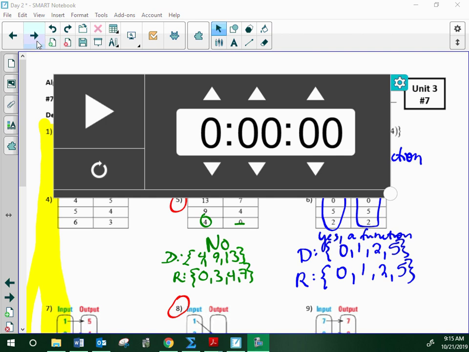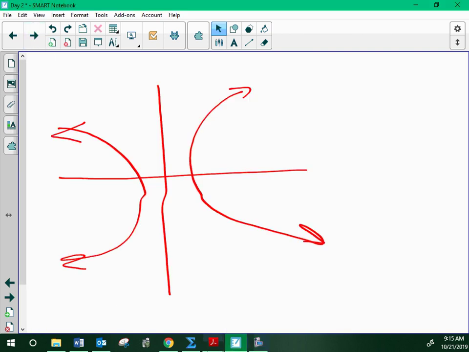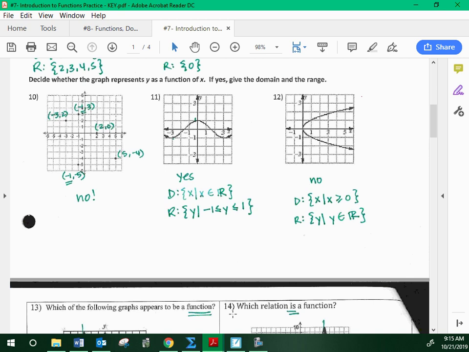Okay, just a reminder: when we have a graph with arrows, let me pull back up our practice area. Over here for number 12, this arrow means it's going to the right and going up forever. It's slowly going up and to the right. This one is going to the right and going down.